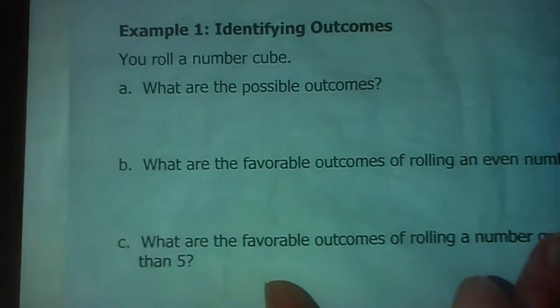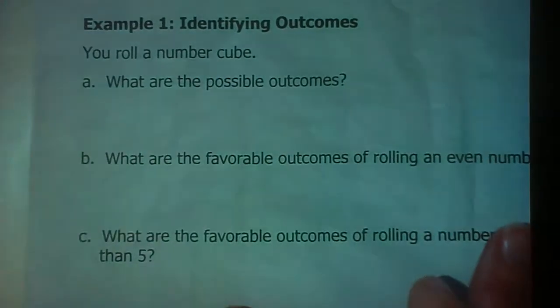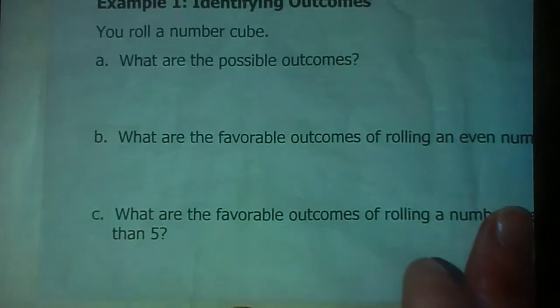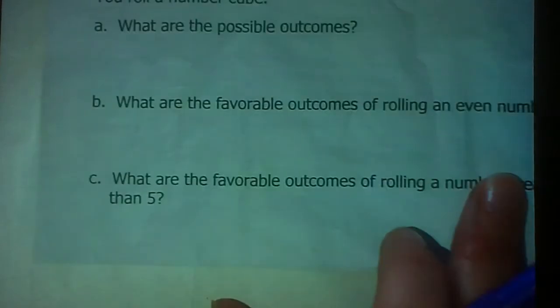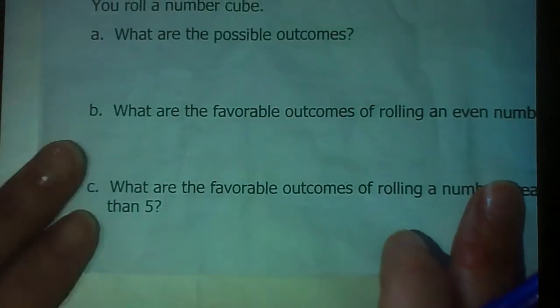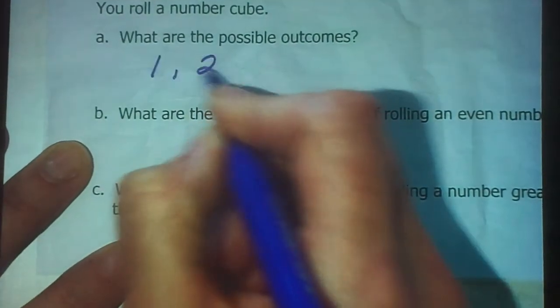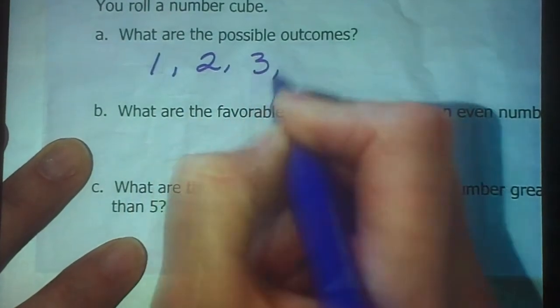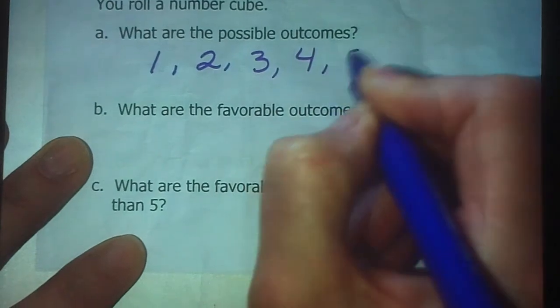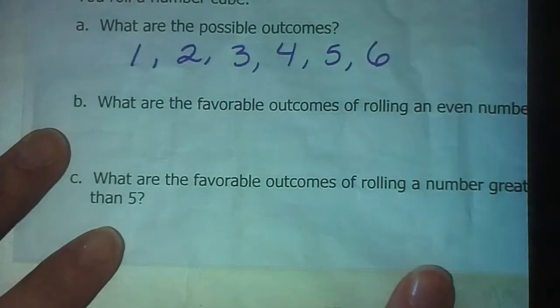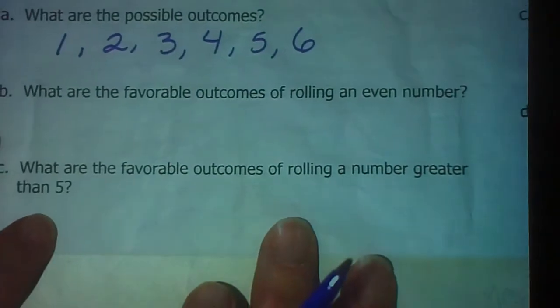All right, so let's do some experiments with some stuff that you are familiar with. If we're going to roll a number cube, otherwise known as a die, you roll the number cube. What are the possible outcomes? You could roll a 1, 2, 3, 4, 5, and a 6. There are 6 possible outcomes in rolling a die or a number cube.